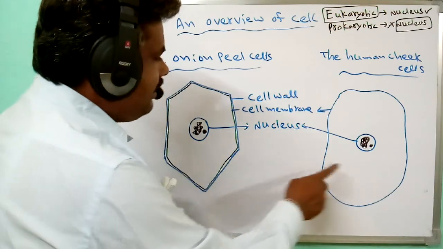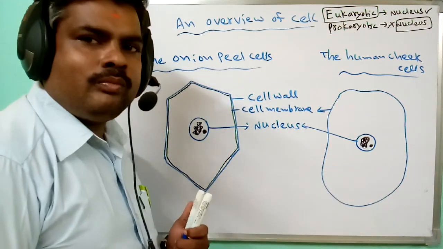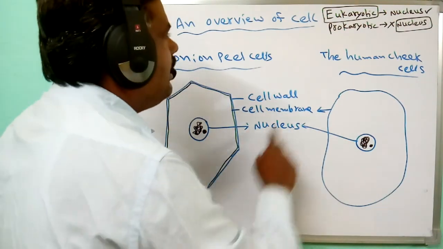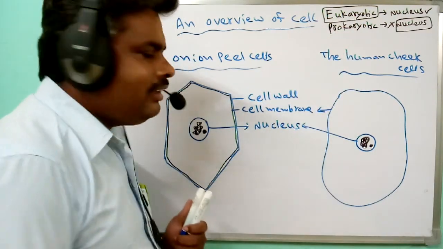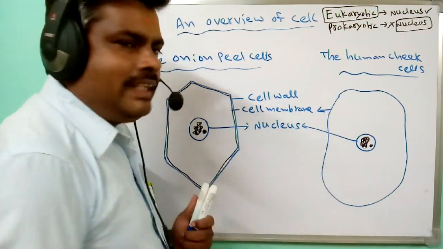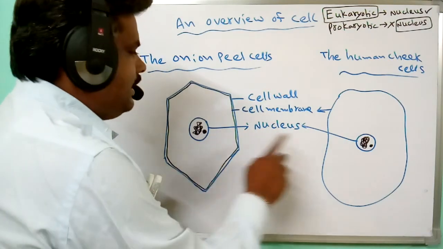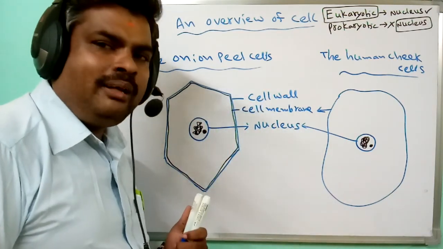So are these prokaryotic or eukaryotic? Both of these cells are eukaryotic. Why? Because both have a distinct nucleus present inside the cells. Okay.